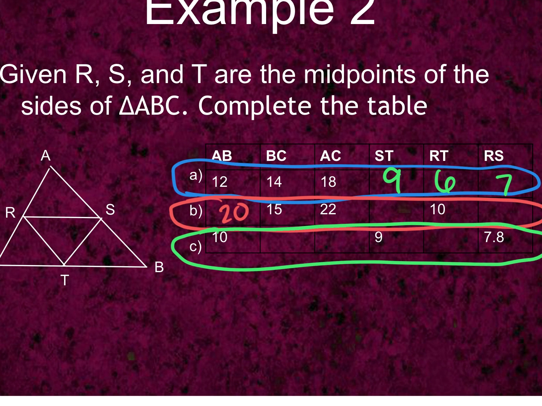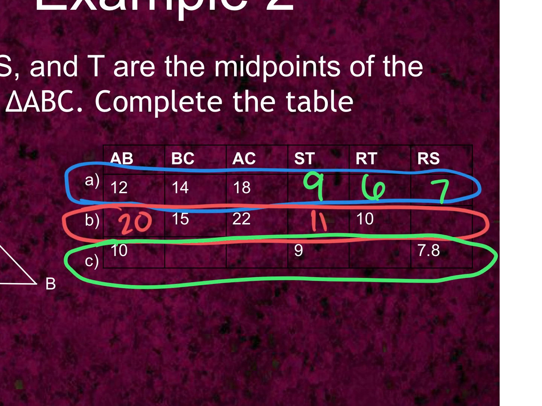Okay. How do we find ST? Zach? Divide AC by 2. You divide AC by 2. So what is ST's length? 11. Okay. We take 22, we divide it by 2, and that gives us the 11. And what about RS? How do we find RS? Daniel? Divide BC by 2. Good. Divide BC by 2. So we take 15 divided by 2. What does that give you? 7.5. Okay.